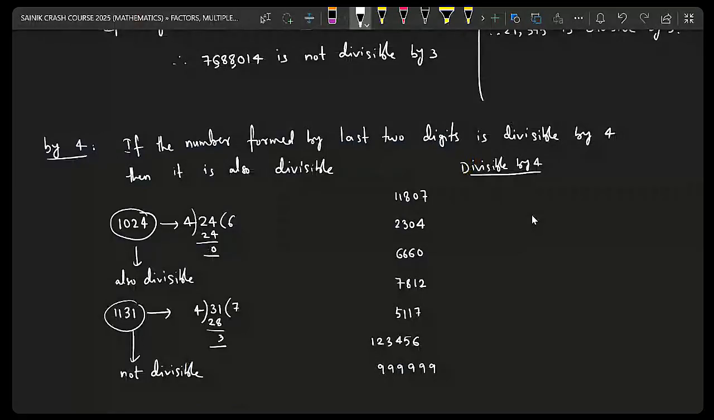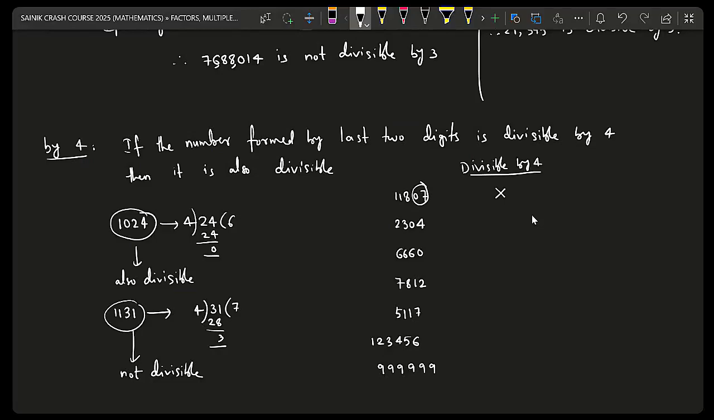11,807. I want to check whether it is divisible by 4 or not. How can I do that? Manaswini, are you there? Yes, sir. How to check whether any number is divisible by 4 or not? We check the last 2 digits. What are the last two digits in this number, Manaswini? 07, sir. Is 7 divisible by 4? No, sir. So this number is divisible by 4 or not? Not divisible, sir. Very good.